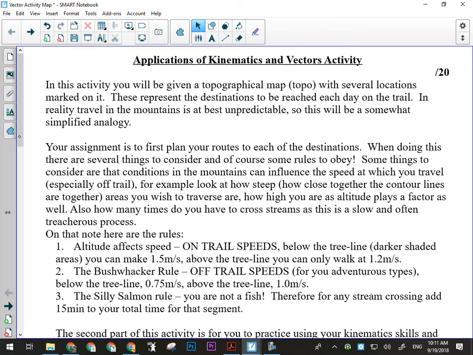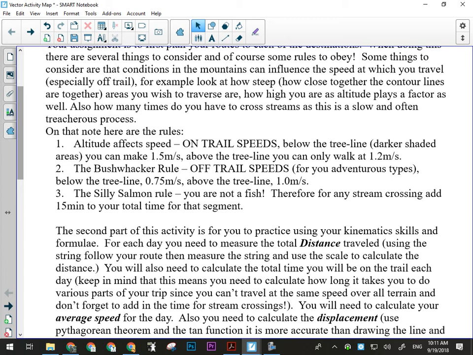You can walk at 1.5 meters per second, which is actually a pretty good clip if you were carrying a pack. Above the tree line, if you're on the trail, you can only walk at 1.2 meters per second, because as you get higher up, there's less oxygen and you don't walk as fast. You tire more easily.